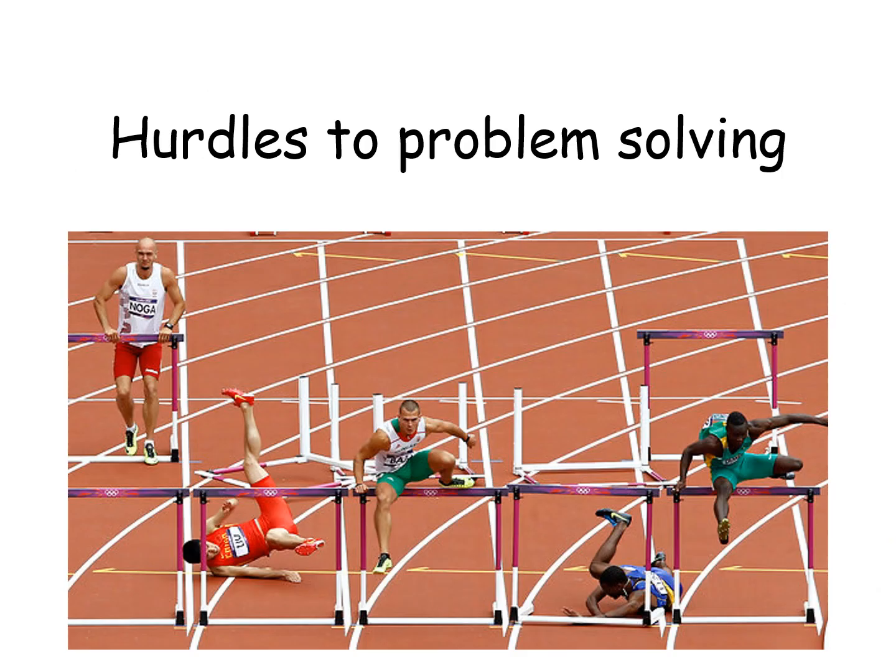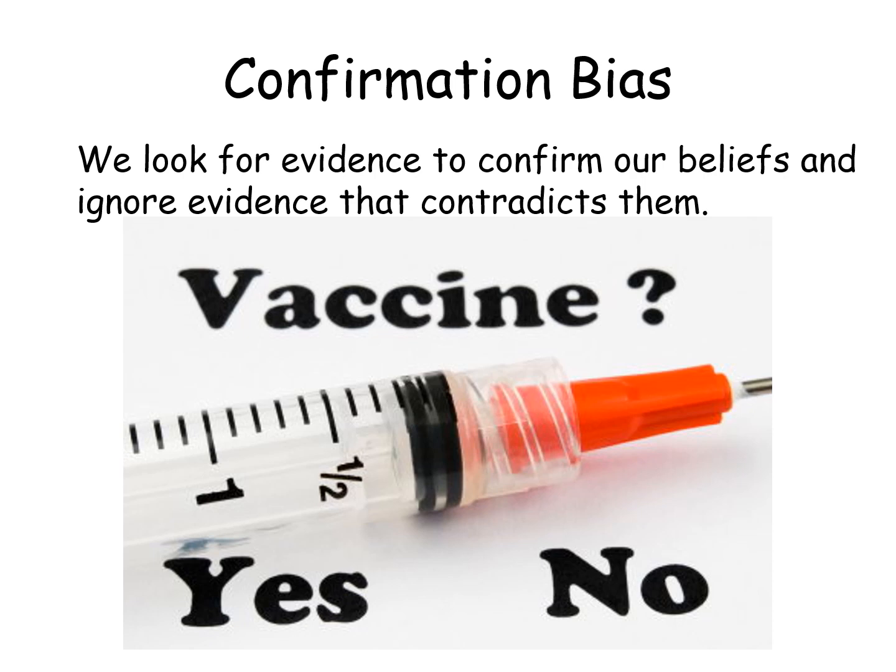So I want to look at some things that get in the way of us solving problems. We're going to talk about a few hurdles, a few things that get in the way of us solving problems. The first of these is known as the confirmation bias. It says we look for evidence to confirm our beliefs and ignore evidence that contradicts them. You see this all the time.